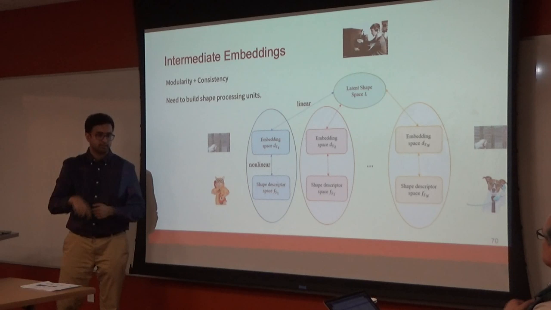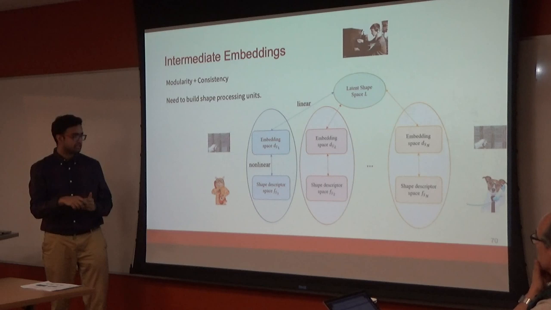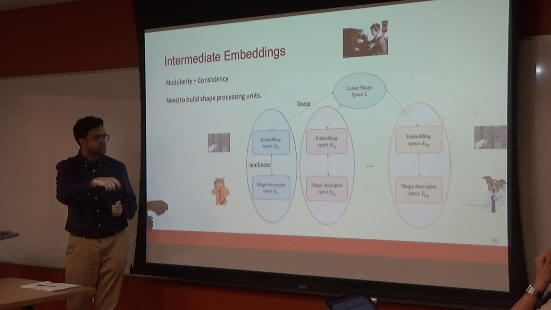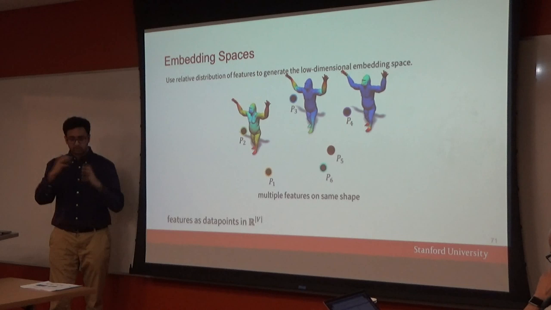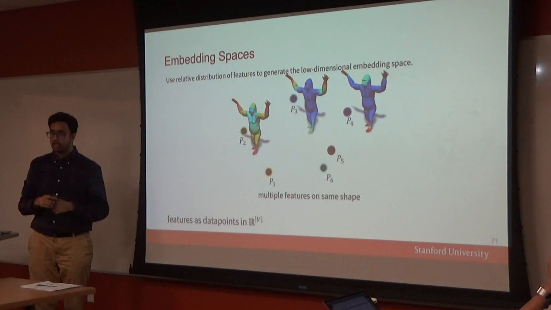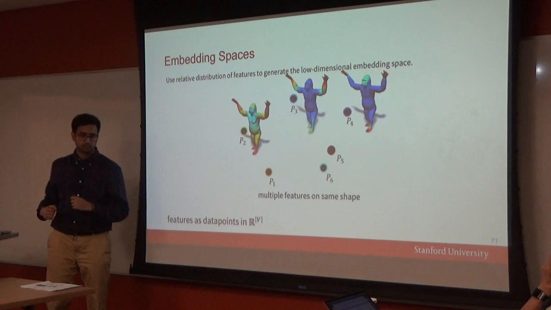The heavy work, function processing, basically the difficult part of the process is the non-linearity over here, which is done in parallel across all these shapes. So to build this nonlinear embedding, what we do is we view the relative distribution of descriptors in this high-dimensional space. So we have a bunch of gorilla descriptors over here, and in this high-dimensional space, we try to see how every descriptor is different from every other descriptor. And we use this relative information to build this nonlinear embedding space.